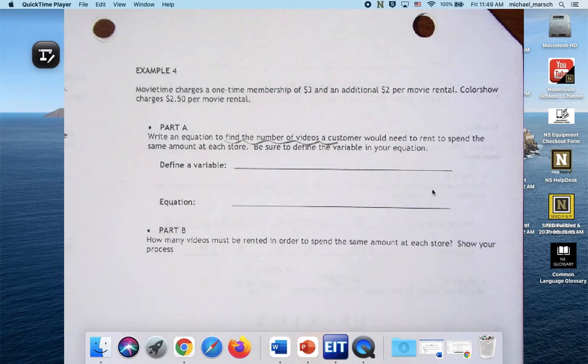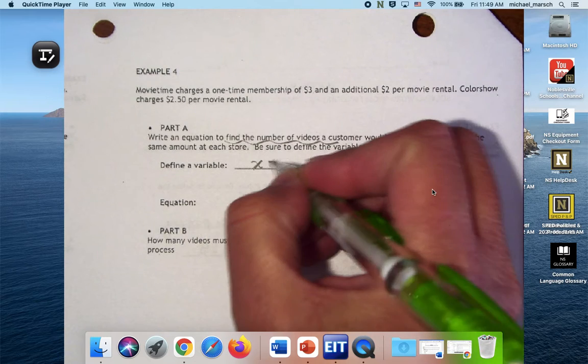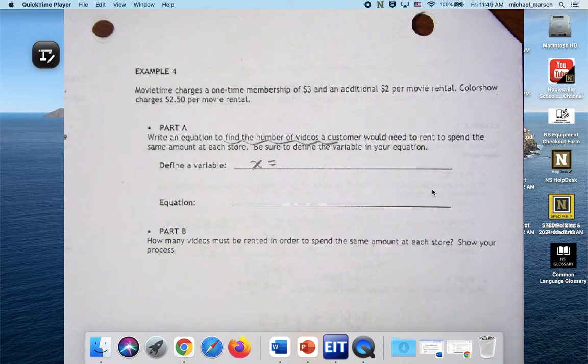So this one is a little bit different than what we've been doing. What's my variable going to represent? Number of videos.